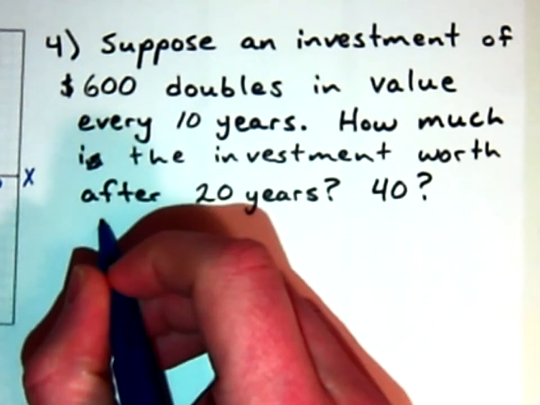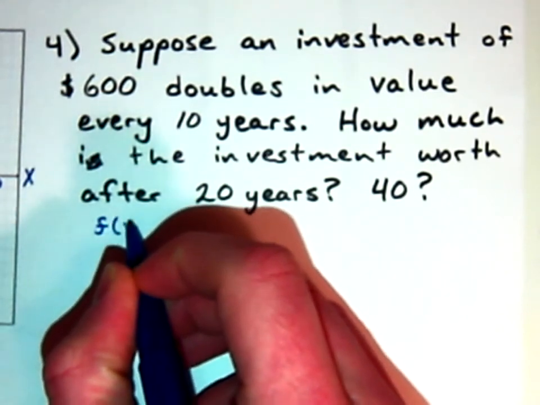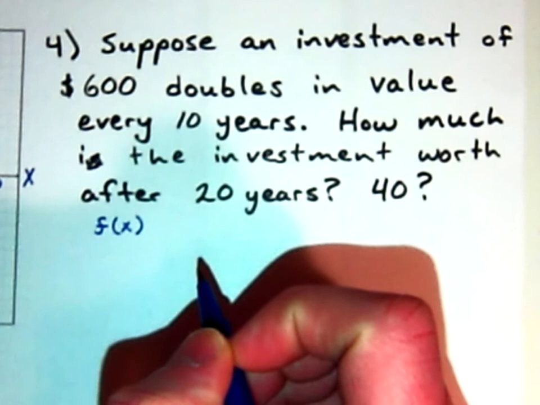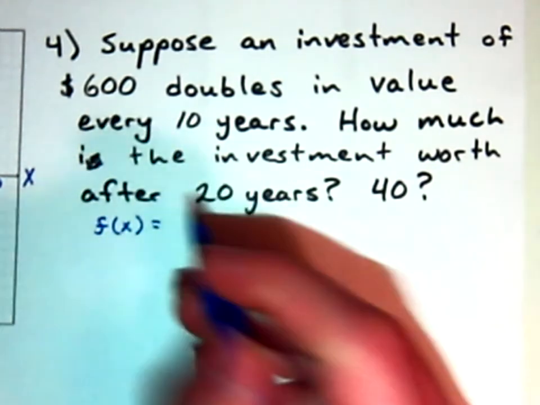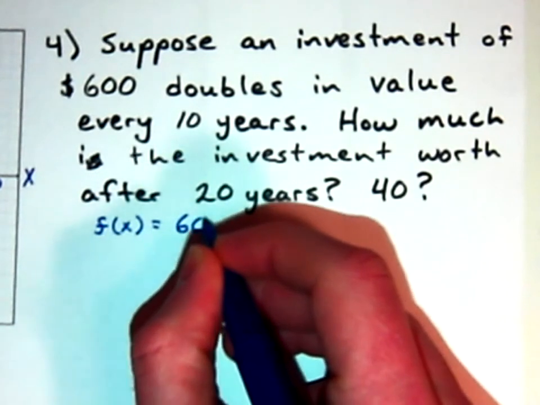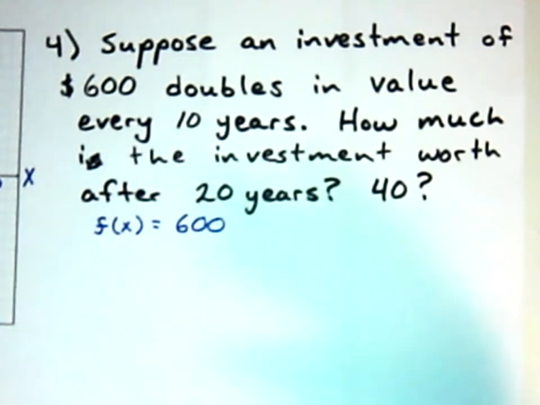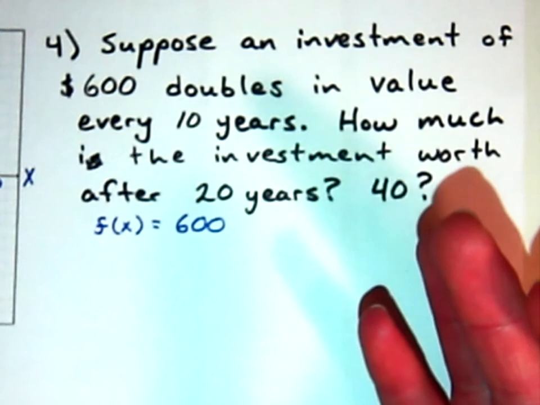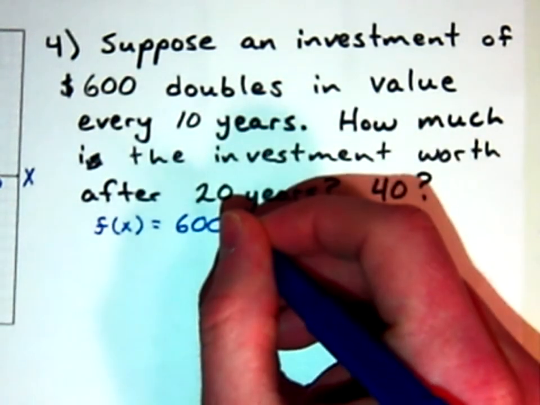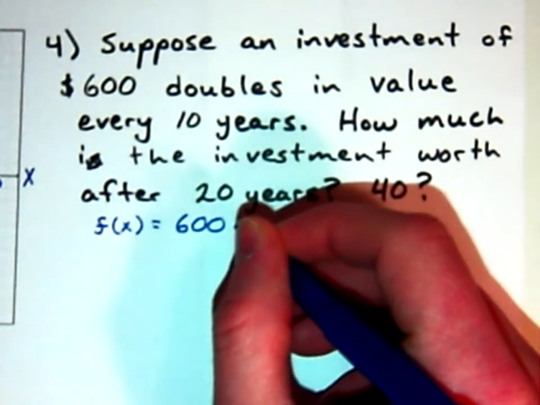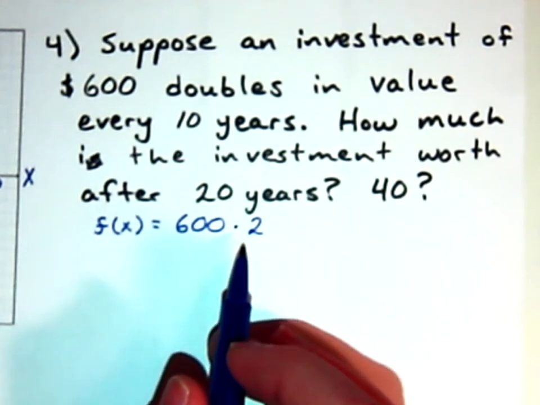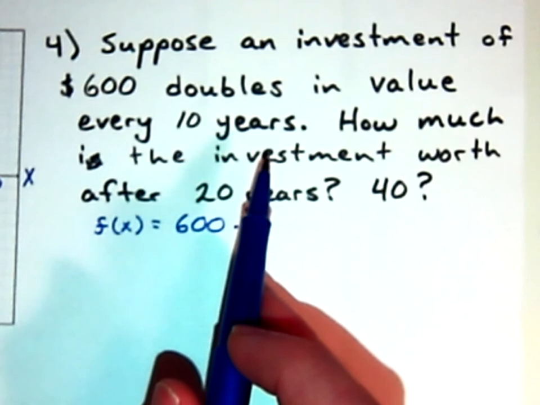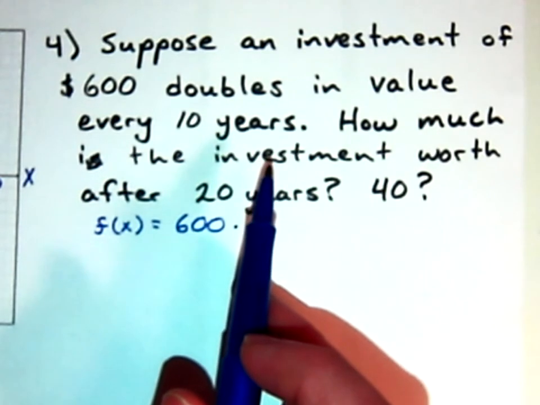well, let's write it as a function, f of x. I know that I'm going to have $600 to start, okay, so I put in $600. And then, what's going to happen? Well, it's going to double. Okay, so it's going to double based on how many years? So, well, 6 times 2, what would that mean? Well, that would mean that 10 years have elapsed because it's going to double every 10 years, okay?